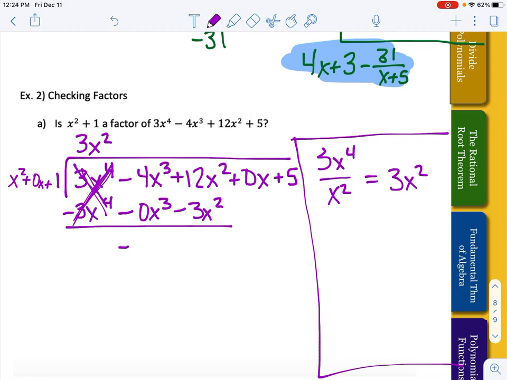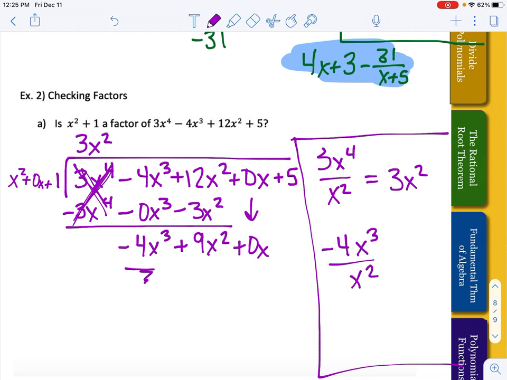The first set cancels out. That's what we needed to happen. And go ahead and bring down the rest, and then bring down one more term. From here, we take negative 4x cubed divided by our x squared. We are left with negative 4x, so that goes up top.